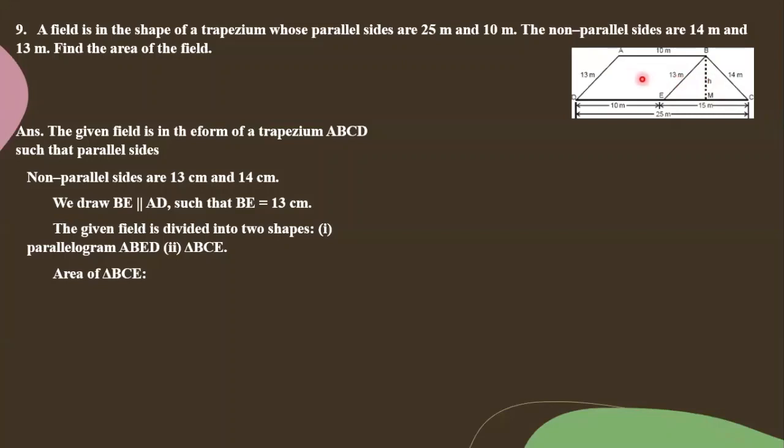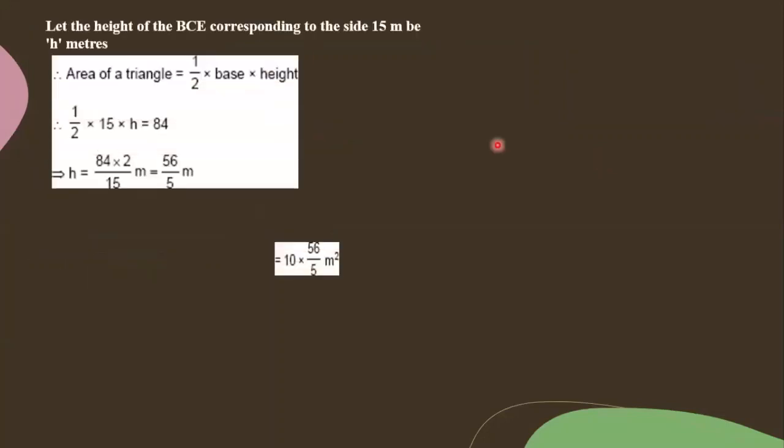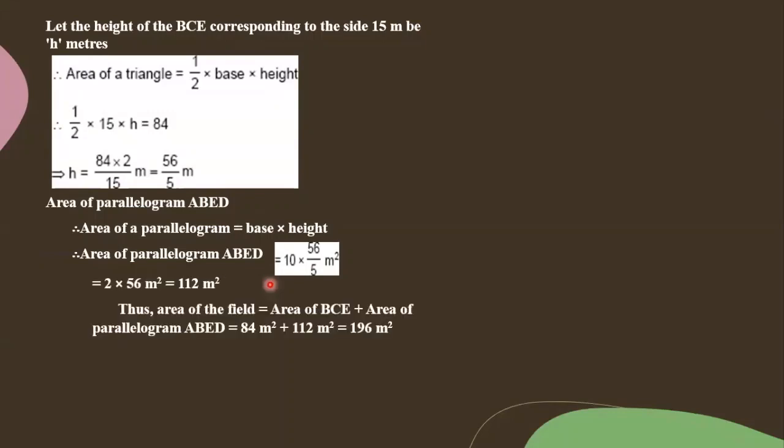Even for the parallelogram we need height. Or instead of that, directly we can use area of trapezium is equal to half into sum of parallel sides into height. We can take half into 10 plus 25, that is 35. Half into 35 into what we got as the height here, 56 by 5. Even you'll get the same area, that is 196. Somebody try, children. Half into 35 into 56 by 5.